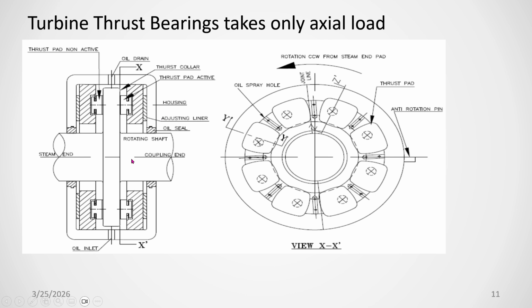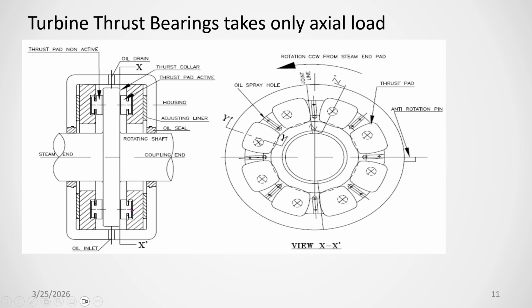This one is called the thrust bearing, the tilting pad thrust bearing, and this is the thrust collar. It positions the rotor axially, so that the axial clearance of the guide blade carrier with the rotor blade will be equal on both sides. That will be taken care of by this thrust collar, as well as the unbalanced axial load. 10% of the axial load will be taken care of by the thrust bearing.